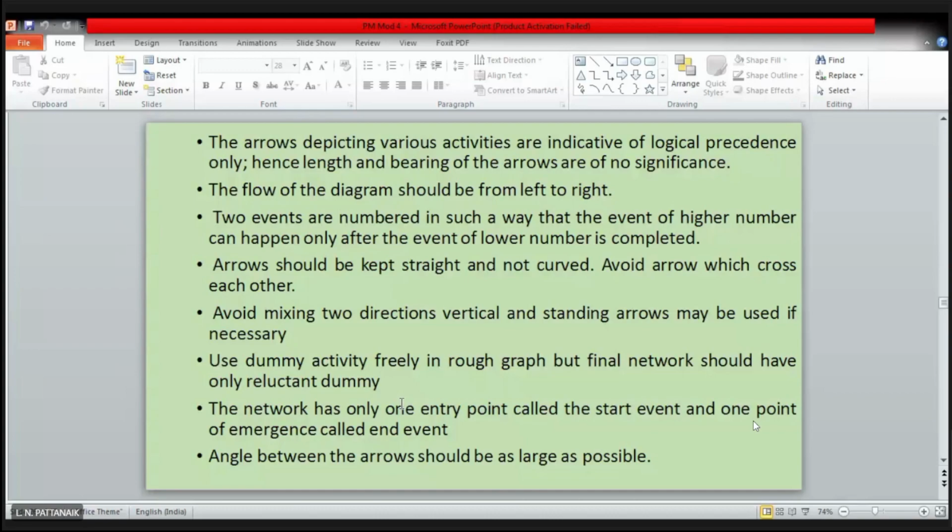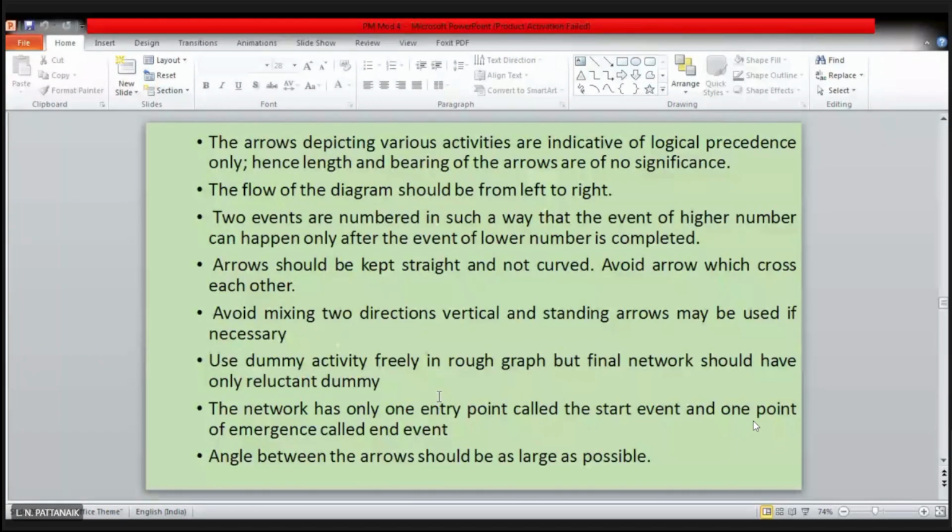Use dummy activity freely in rough graph, but final network should have only reluctant dummy. Okay, what is the meaning of this? As I said, there are some activities which are called dummy activities, right? Dummy activities you are using to satisfy the rules for constructing a network, but you should not get a free hand to use as many dummy activities as you like. Because maybe when you construct, you may feel like if I use a dummy here, then it is satisfying. But unnecessarily, if you are using dummies, then that should be avoided.